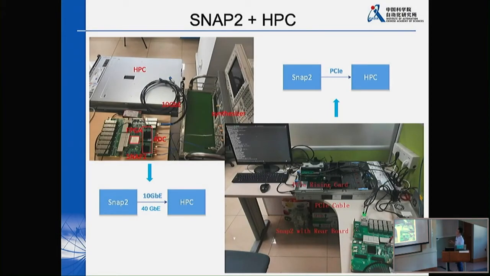The SNAP2 can be connected to HPC to form a hybrid computing system. There are 2 ways to connect SNAP2 to HPC, by the 10 or 40 gigabit Ethernet or by the PCIe. This is the PCIe riser card, and this is the PCIe cable, and this is the SNAP2 board with the PCIe rear board.